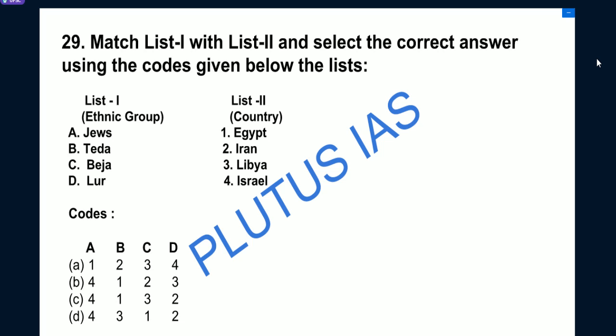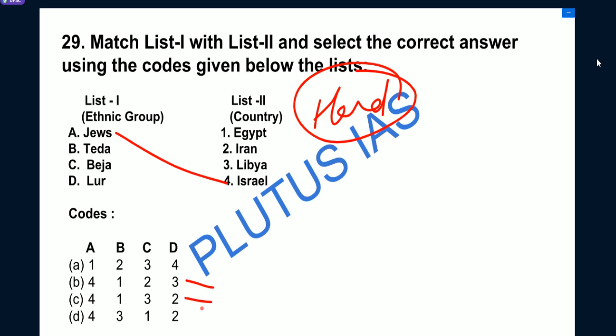Next question, question number 29. Okay, these are some ethnic groups. Now this was a hard question, and in this only one is easy. Jews are in Israel, but the problem is in 3 options the Jews in Israel have already been given. So we need to check other things.